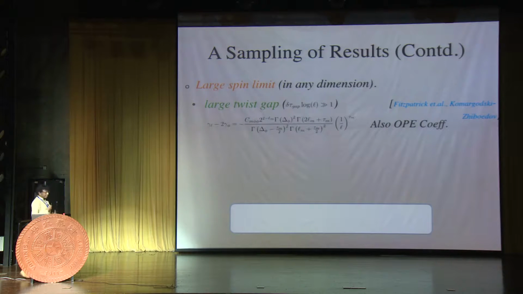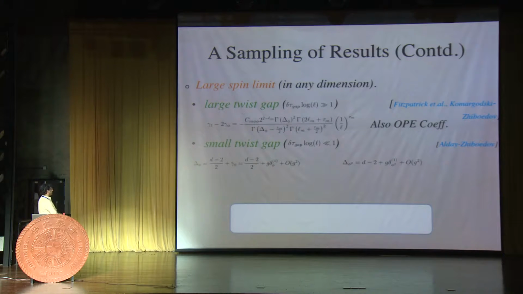So people using the light cone expansion argued that the anomalous dimensions for twist 2 currents are given by an explicit formula like this, and also its OPE coefficient. This is something we can see as well.